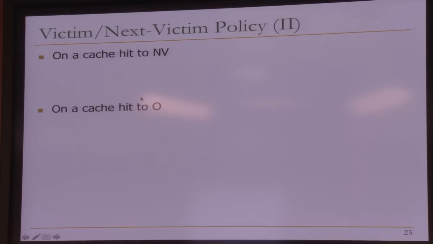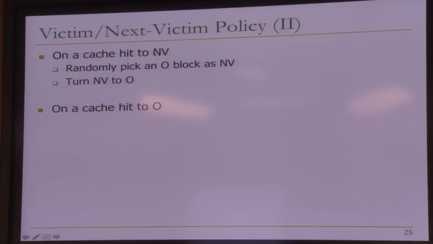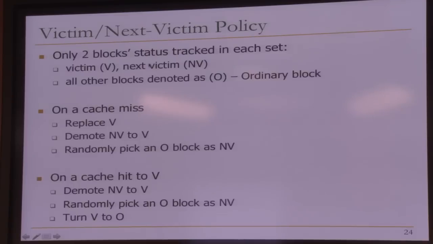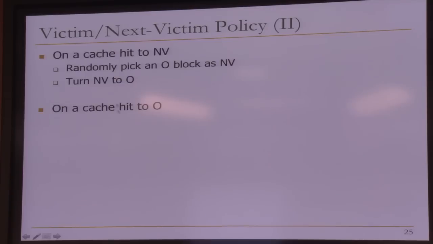On a cache hit to the next victim, you randomly pick an ordinary block as the next victim. The next victim becomes ordinary because you just hit on that. And the victim still stays as the victim, right? This is the promotion policy, if you will. Before, this was the replacement policy. This is the promotion policy. And these are actually different promotion policies, depending on where the blocks hit.